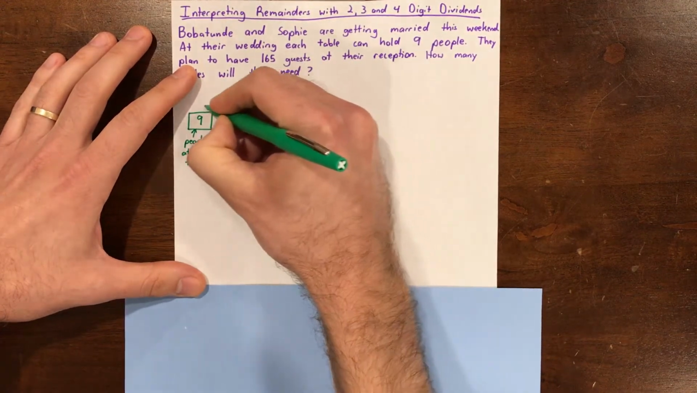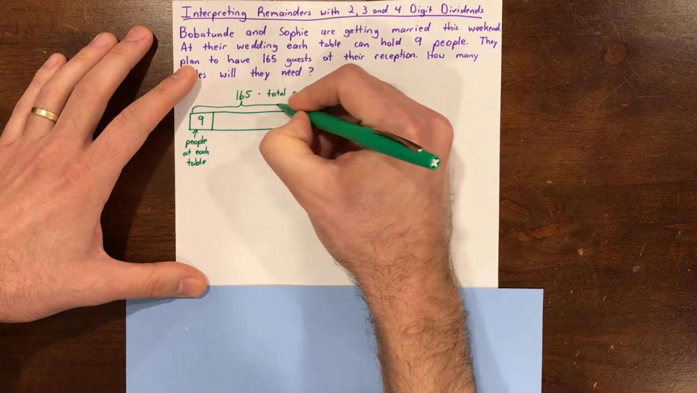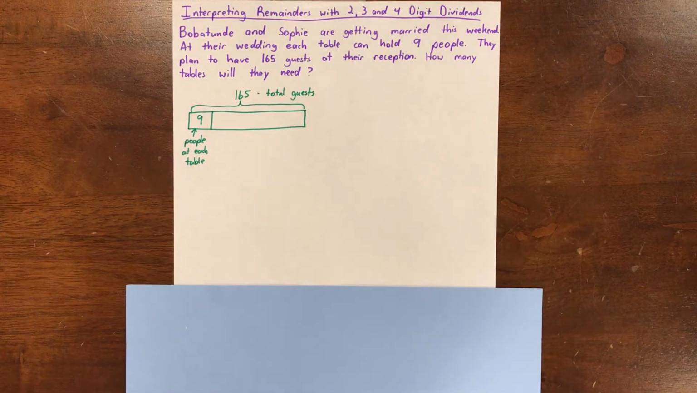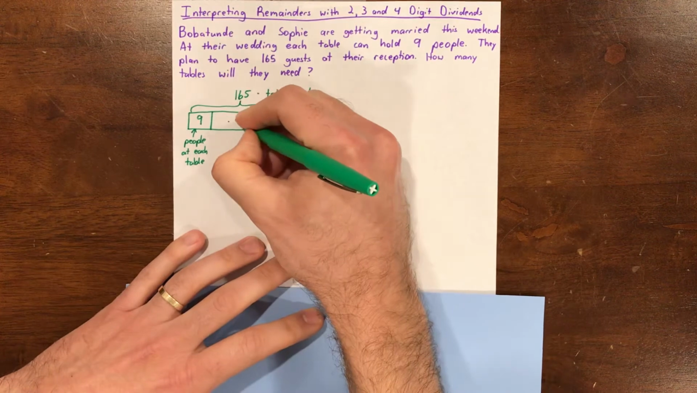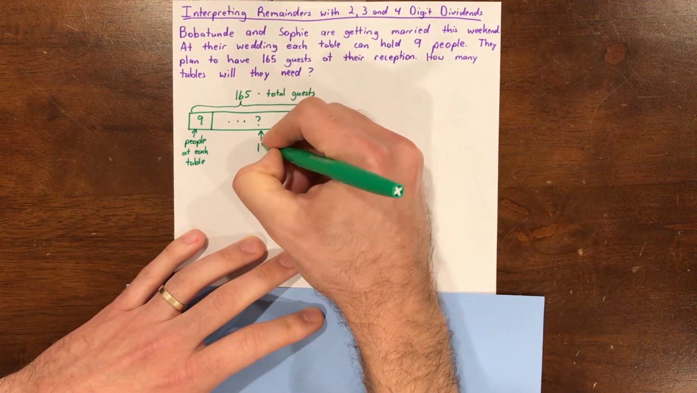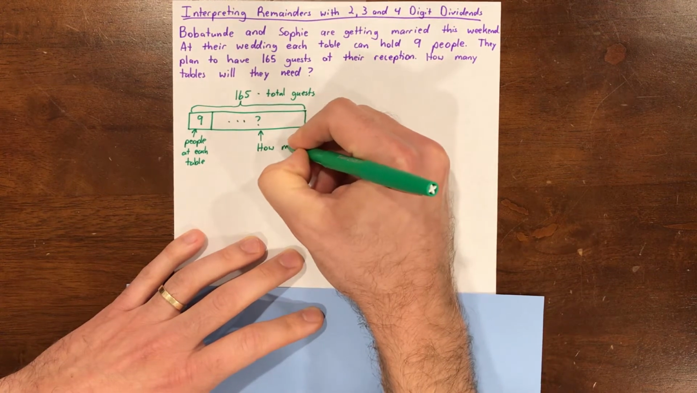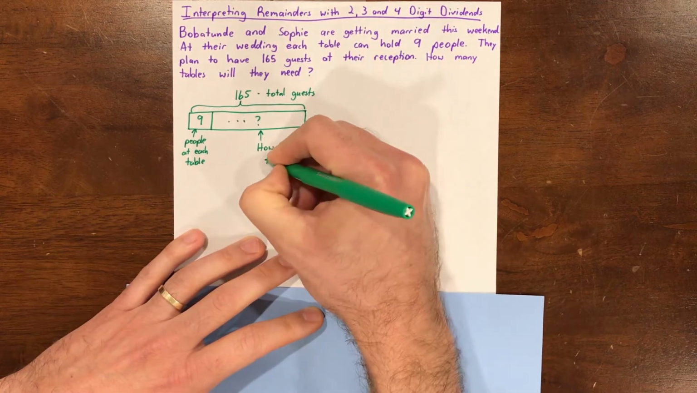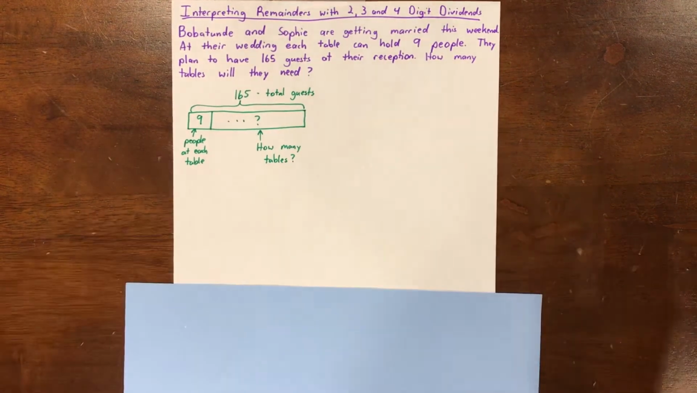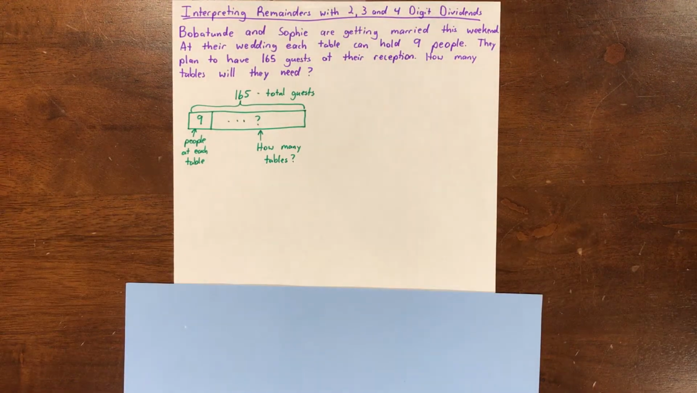This was our total, 165. And then the thing that we don't know is how many tables, right, or groups that we're going to have. So I'll put a question mark, and we're trying to figure out how many tables. Okay, great. So how can we solve this problem? Say it out loud.